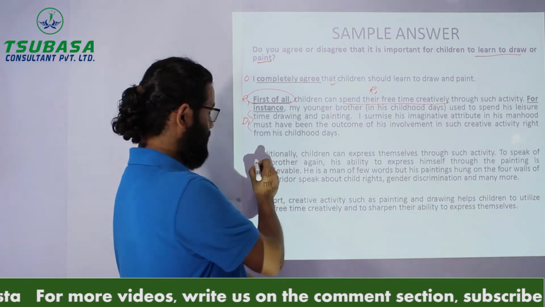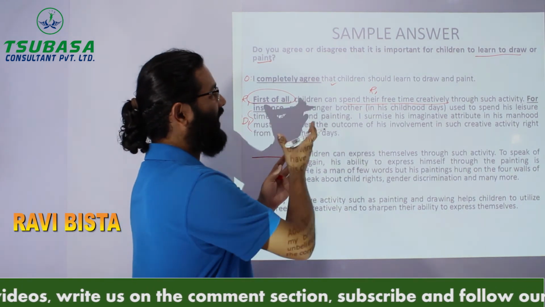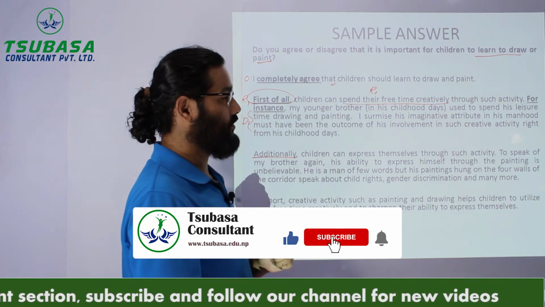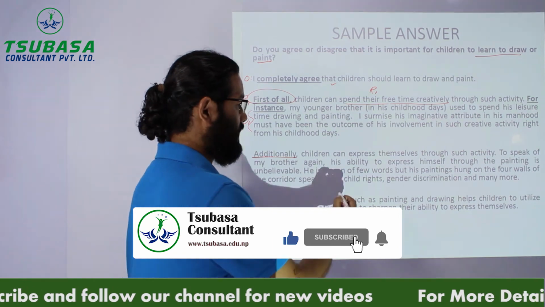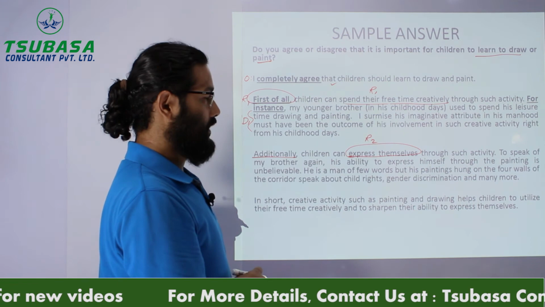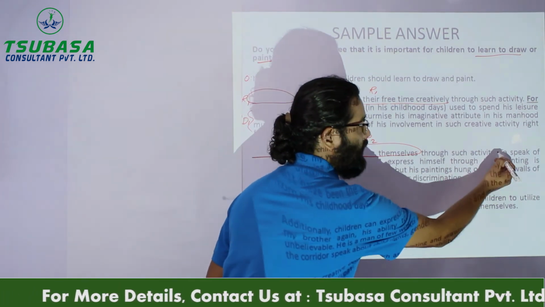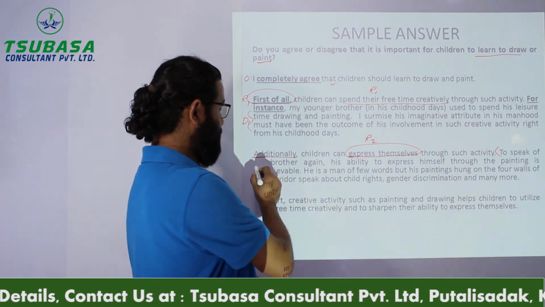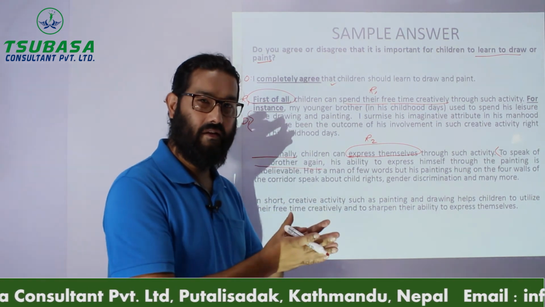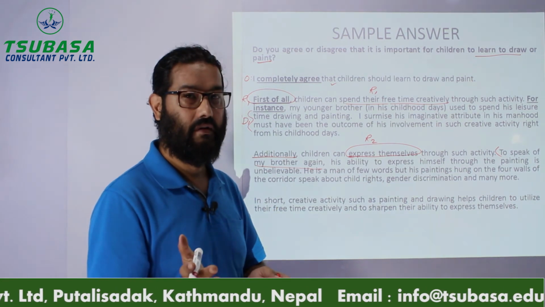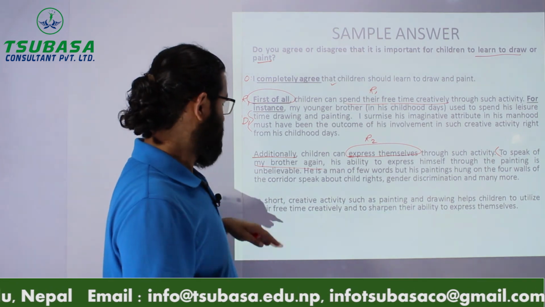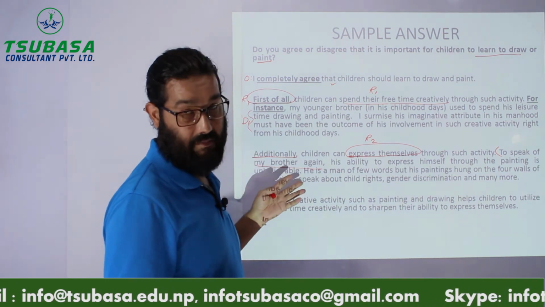And now, additionally, means apart from using free time creatively, children can express themselves through such activity. Means R2, express themselves. This is R2. Now I have to go with detail. So if you go to speak of my brother again, it is not necessary that you speak about your brother again. It's not necessary. You could give another reason. It's all about you. What would you prefer? So here, I'm talking about my brother.